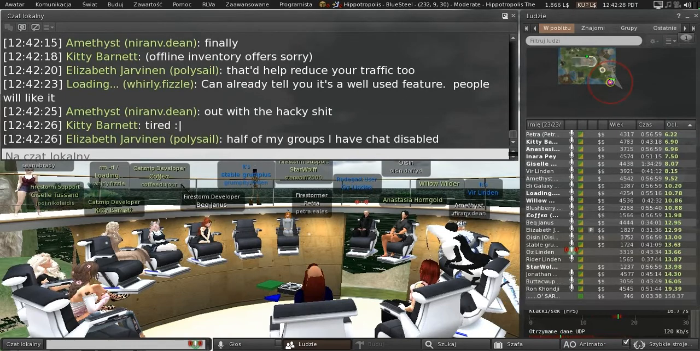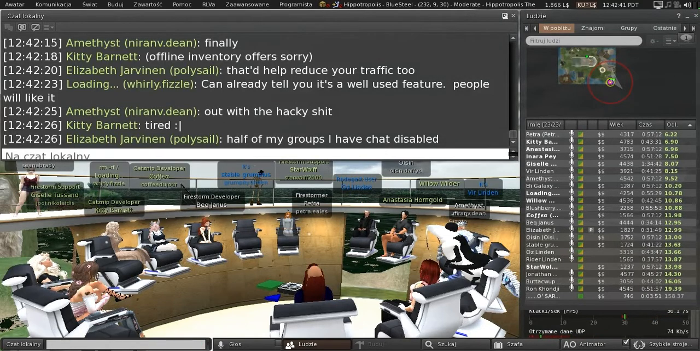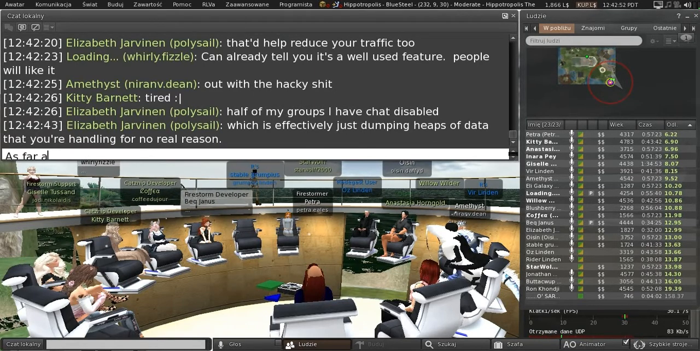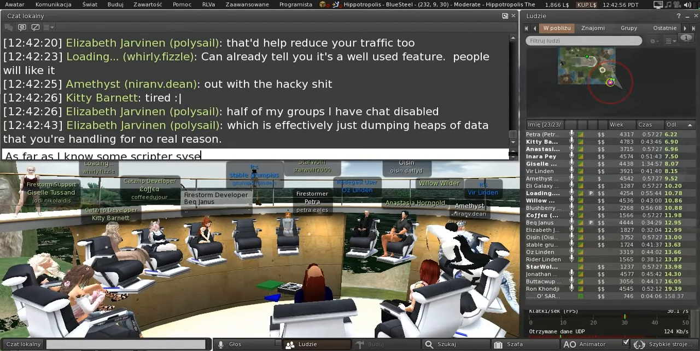We haven't gotten back to looking at the offline scripted IMs. I'm not sure what the deal with that is yet. Well, it is on the list of things to look at. Offline inventory offers. Okay.